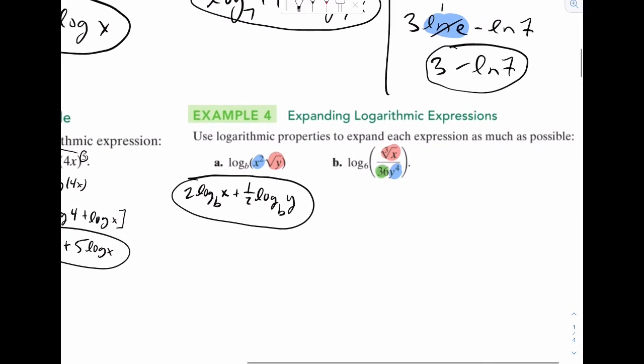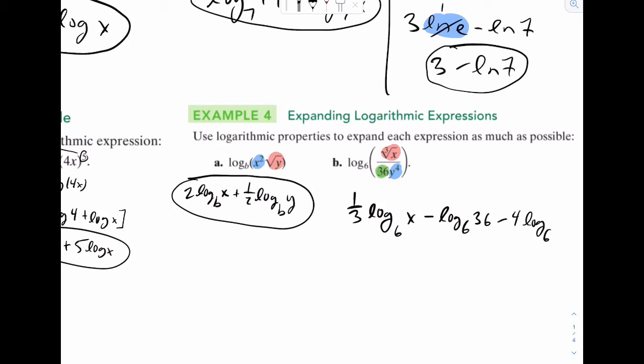So now we're going to write 1/3 log base 6 of x minus log base 6 of 36 minus 4 log base 6 y. You might be noticing that I put a minus on both of these. That's because they're both on the denominator. Things that are on the bottom should have a minus in front. Things on the top should have a plus in the front.